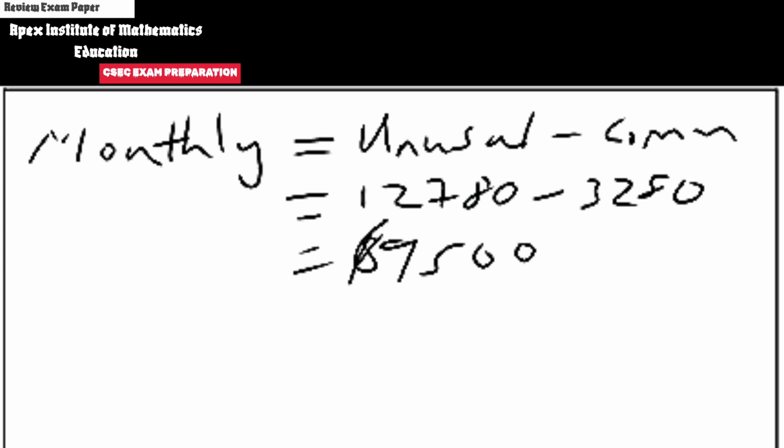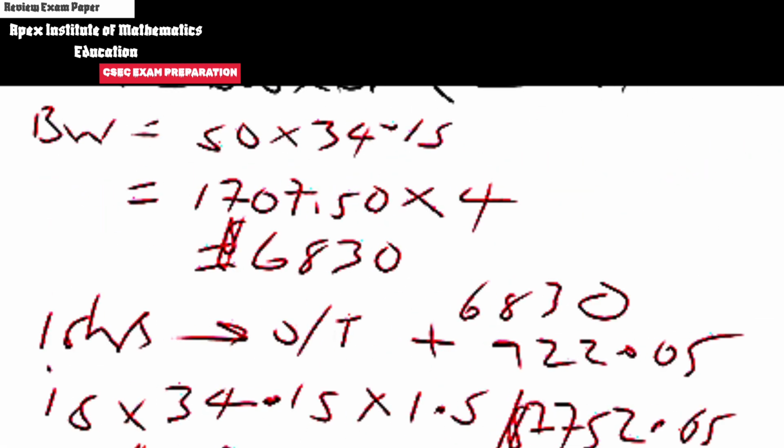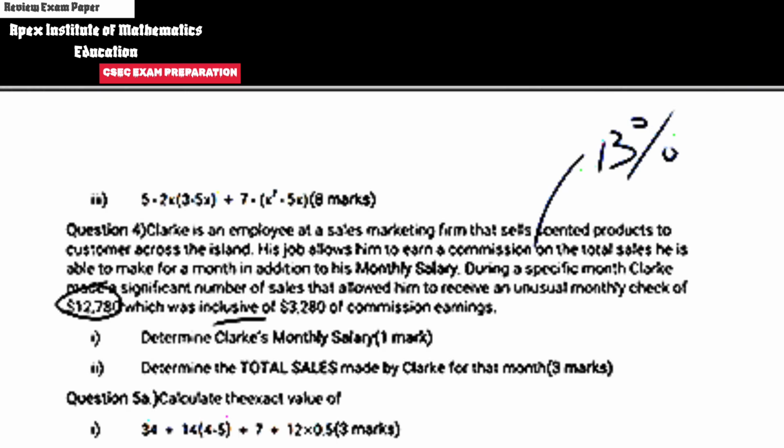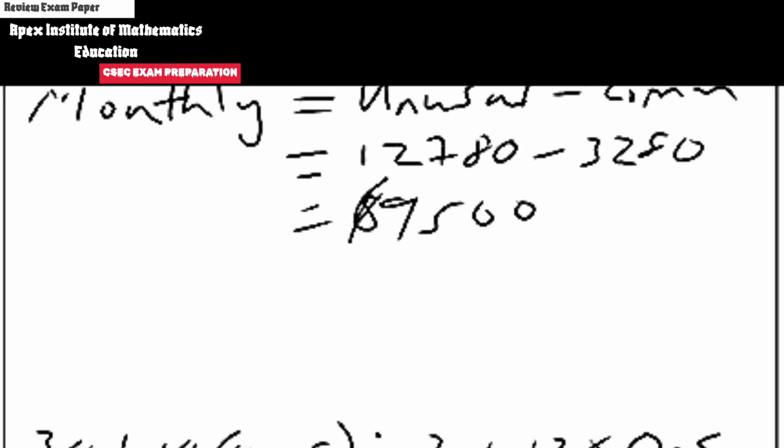Now we went on then to ask to determine the total sales. Let me just pull that back up on screen for you. It did go ahead to ask us to determine the total sales made by Clark for that month. Remember, advanced students will automatically know that you are to divide the 3,280 by the percentage of 13.